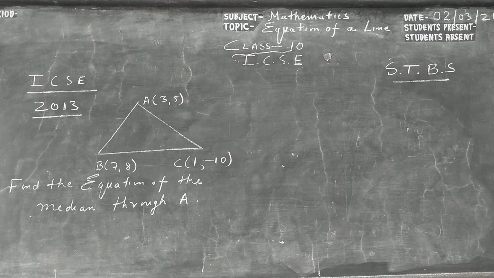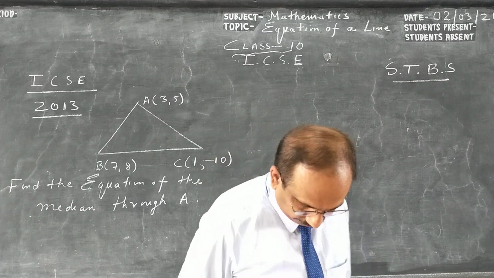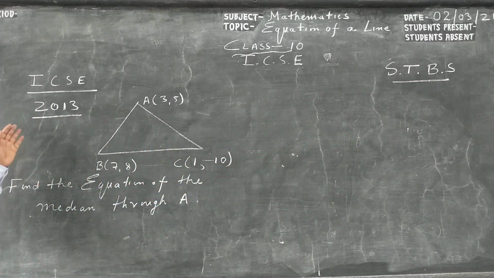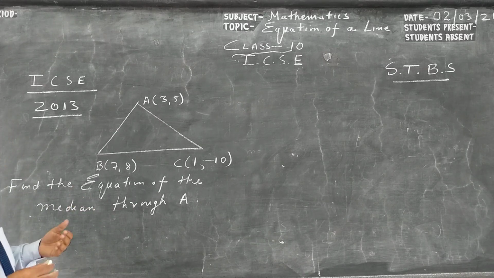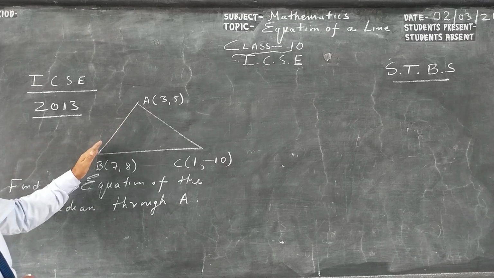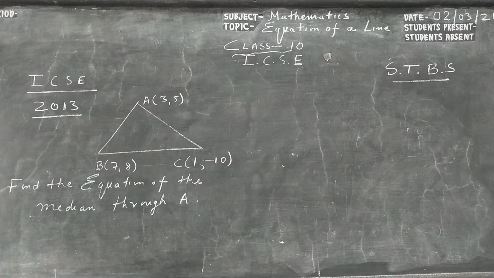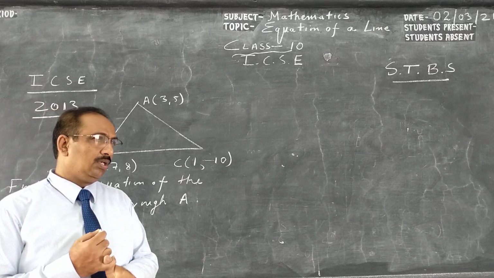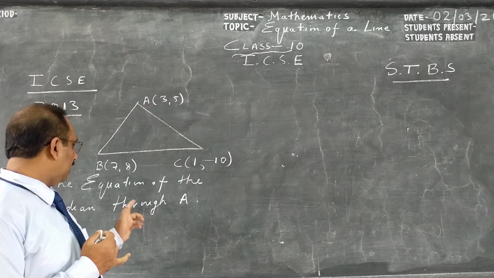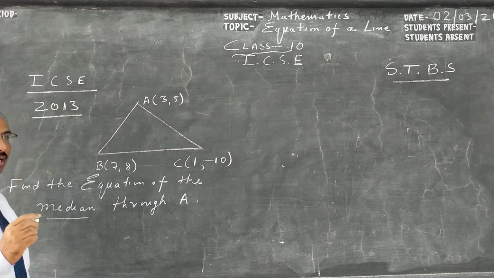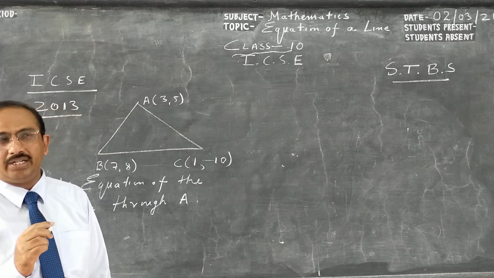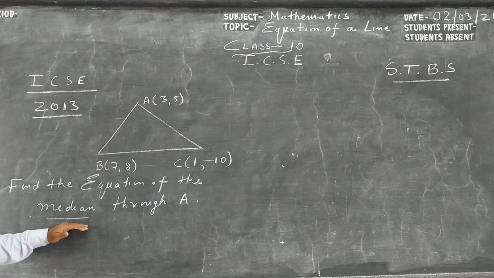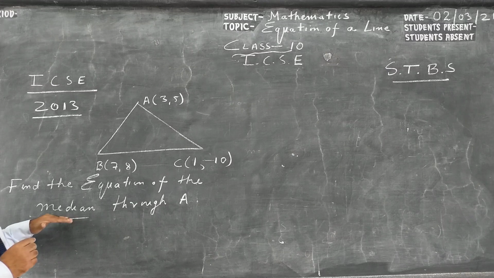So here I take one last question, taken from ICSE 2013. A very good question, and you'll have more like this when you go to class 11. The 3 vertices of a triangle ABC are given. You have to find the equation of the median through A. There are a few very important terms. I think I have made a video in class 9 regarding all these terms: median, incenter, circumcenter, centroid. If I have made it, I'll send you the link. Otherwise in another video I'll explain all these important terms.